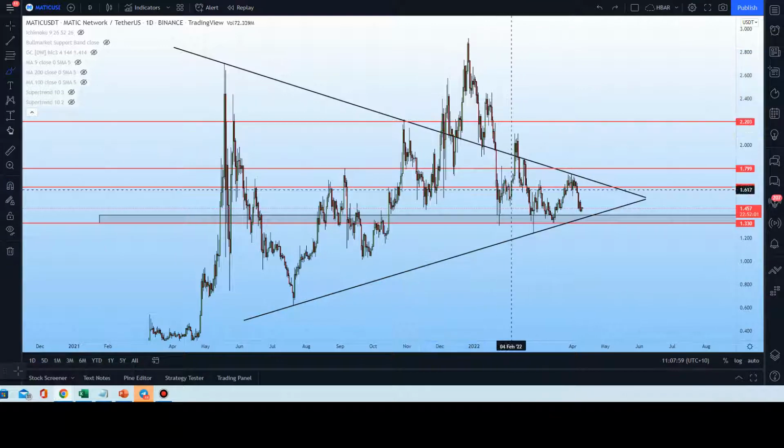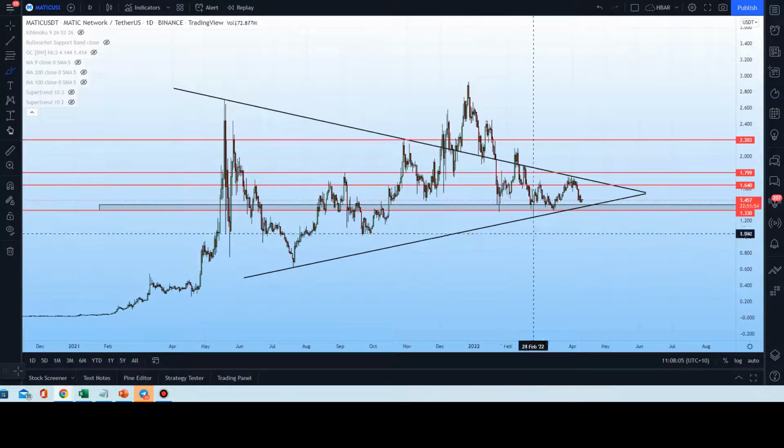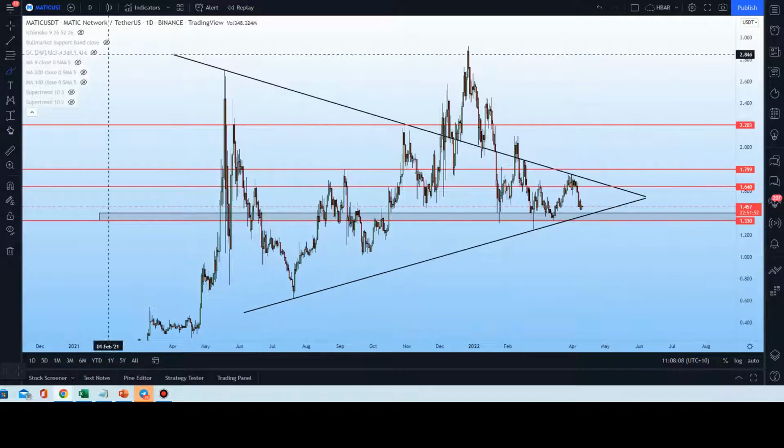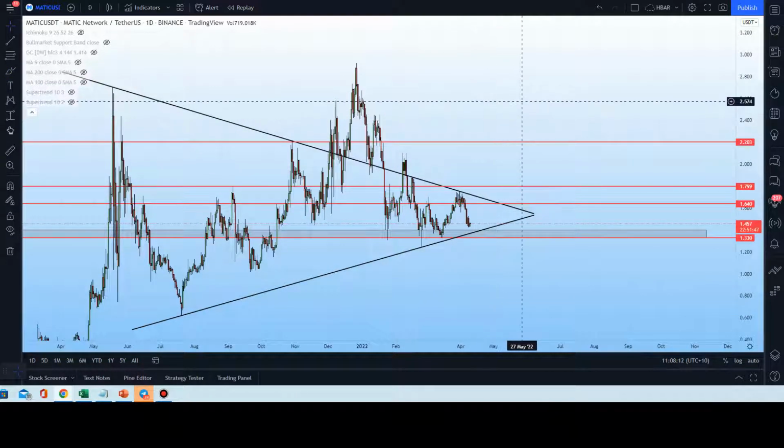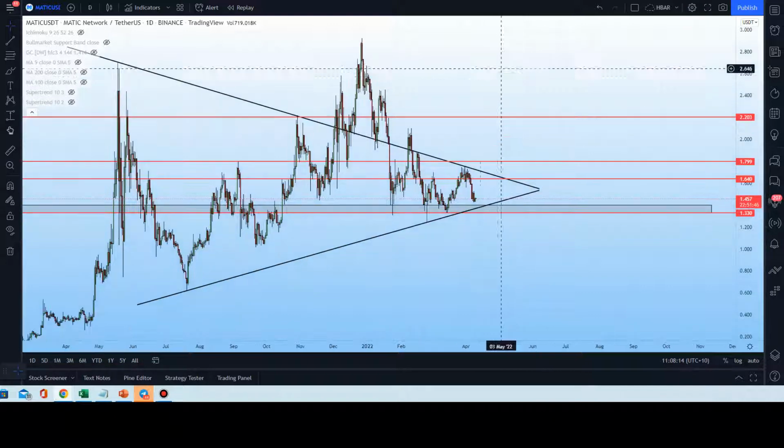Since then, we broke back down into this ascending, or should I say, symmetrical triangle. Now, for those of you who know, symmetrical triangles are neither bearish nor bullish. They are neutral patterns, meaning that the direction they break is usually the direction the trend will continue. And I'm going to show you an example.